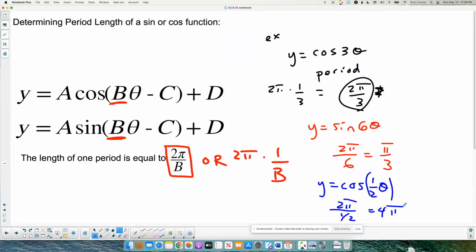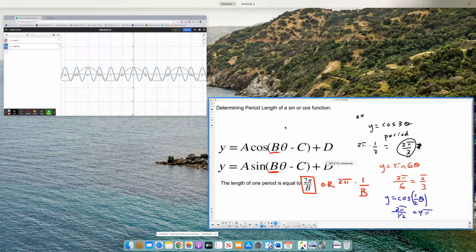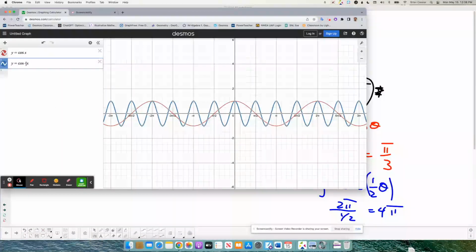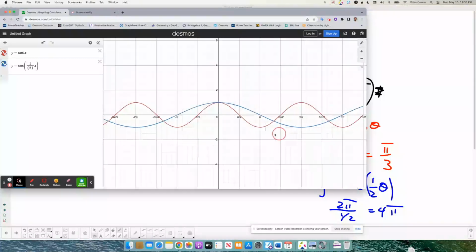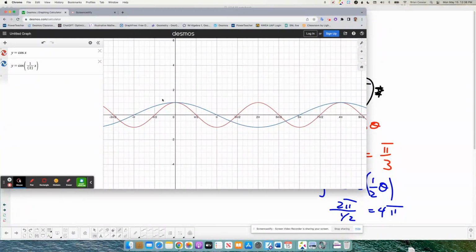So I'll go back to the calculator here and show you that in action. So, we got cosine of 1/2 x. You see how it gets longer? It's going to be 4 pi. So I look at the blue. There it is. It's all the way 4 pi. It's 1 over 1/2, just like we had.